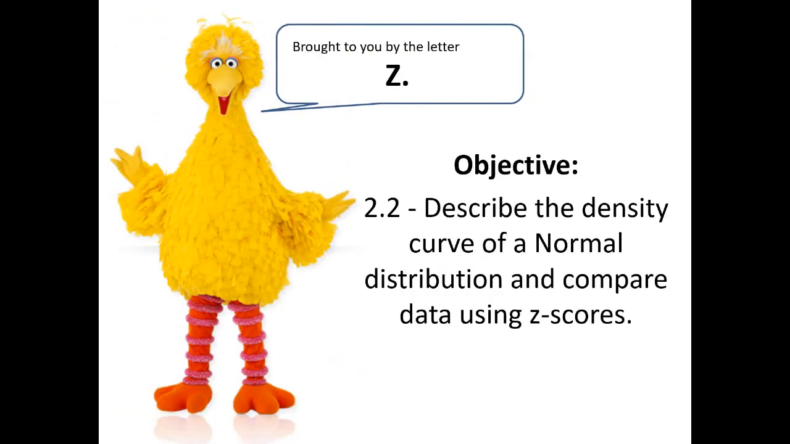There we go. Unit 2 is going to be all about describing different types of density curves, and we're really going to be focusing on normal distributions. So that's where we're going to start our exploration today. And we're going to look at how to compare data using z-scores as well.